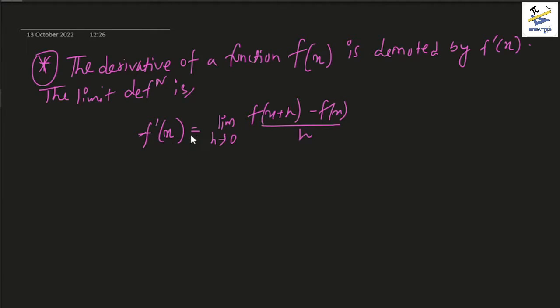F prime x means basically the derivative of f, and in limit it means limit h tends to 0, f of x plus h minus f of x whole divided by h, where h is a quantity going to 0. Okay, so this is basically the rate of change of f of x, which we call the derivative of f of x.